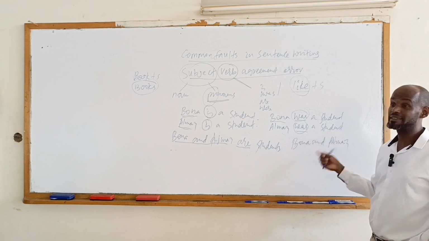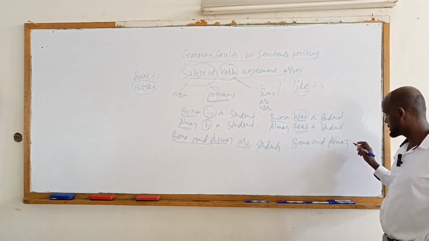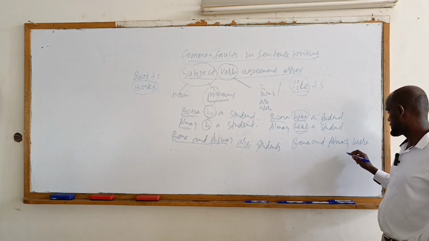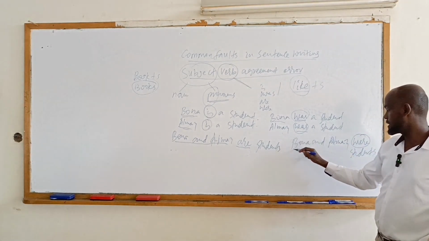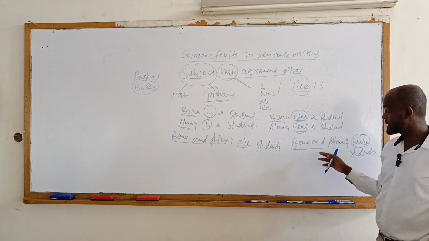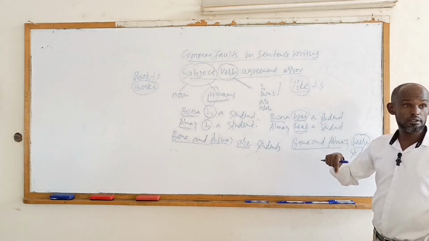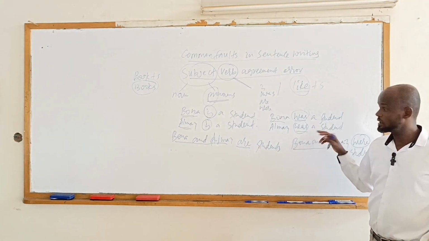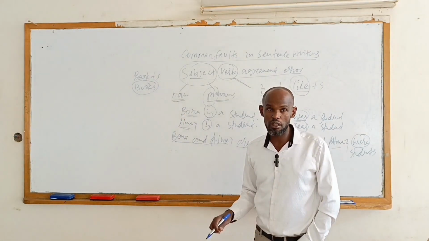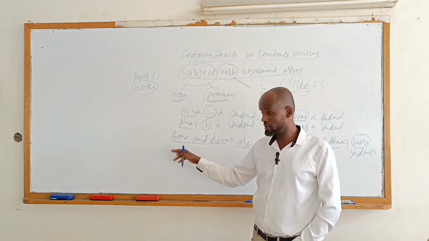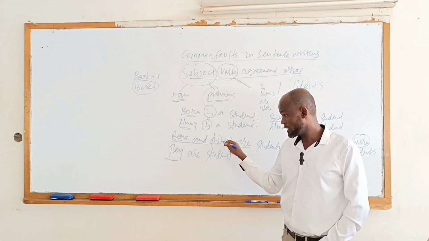Look. So when we come to the second one, Bona and Almaz are or were? Because we're talking about what they were in the past, not what they are in the present. So Bona and Almaz were students. Yeah. Look, were is plural, because Bona and Almaz is a compound subject. The subject is plural, the verb is plural. So we are maintaining what? Agreement between the subject and the verb. Now we can also use a pronoun, because we said pronouns are also used as a subject in sentence construction. So they are students. They refers to Bona and Almaz.